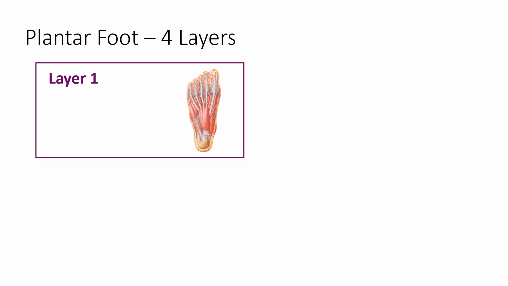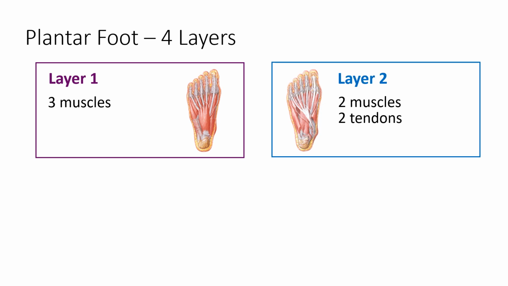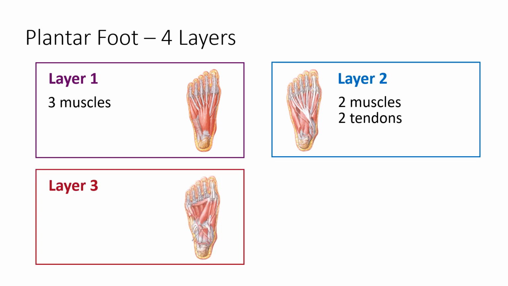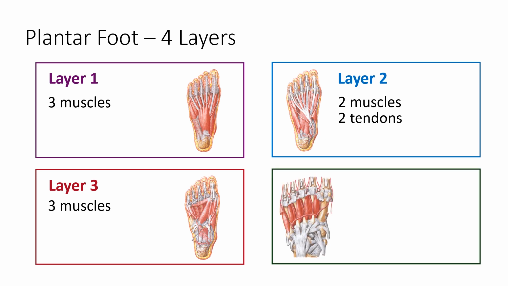Now let's move on and talk about the plantar foot. To make it easy, we can divvy it up into 4 different layers. So the first layer has 3 muscles. The second layer has 2 muscles and 2 tendons, and the third layer has 3 muscles. Our fourth layer also has 2 muscles and 2 tendons. So if it makes it easier to remember, the odd number layers have 3 muscles, whereas the even number layers consist of 2 muscles and 2 tendons. Like I said, grouping is the best way to learn anatomy, so this is the best way to group, and then we'll try to subgroup from there.